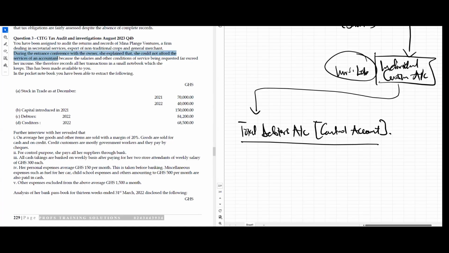During the entrance conference, she explained that she could not afford the services of an accountant, because the salaries and other conditions being requested far exceed the income. And she records all her transactions in a small notebook. Small notebook. That alone tells you what? Improper record. Yes, incomplete records. So it means that we have to use indirect methods.